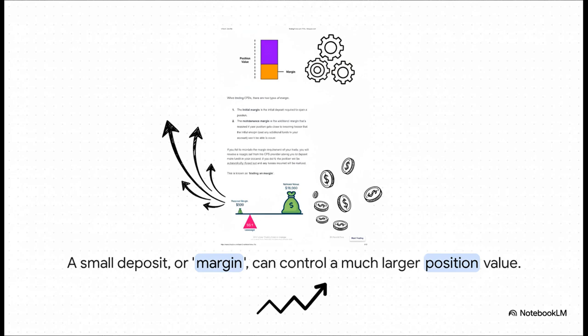And this is where it gets really interesting. A tiny deposit, your margin, lets you control a much, much bigger position. What that means is your potential profits, and as we're about to see, your potential losses, they're calculated on the full value of the position, not just that little bit of cash you put down at the start.